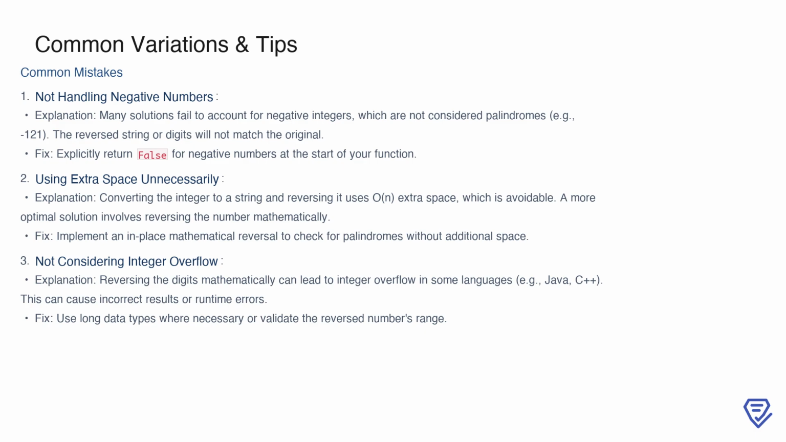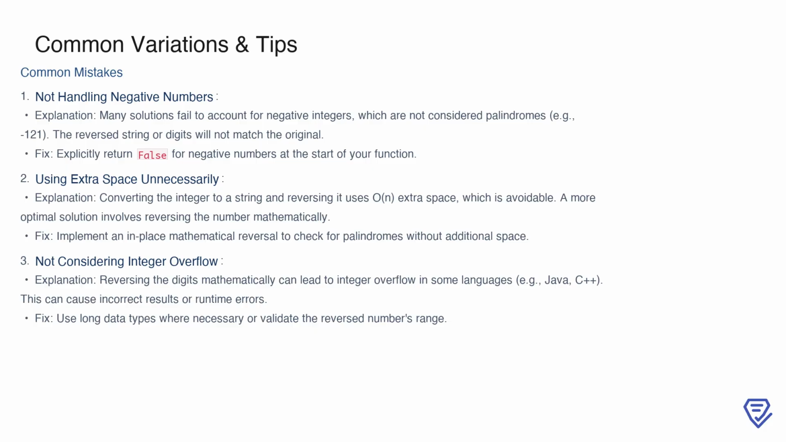Next, be cautious about using extra space unnecessarily. Converting the number to a string and then reversing it might seem straightforward, but it requires extra space. A more efficient approach involves reversing the digits mathematically in place, which avoids this overhead.